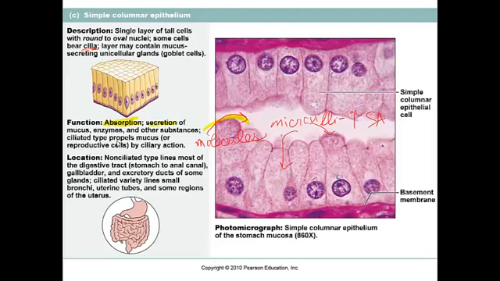Also, there could be some secretion of mucus, enzymes, and there's also non-ciliated types which are going to be in the digestive tract. So you see some examples right here. It's non-ciliated, instead it has microvilli, which increase the surface area. And there's some other examples that are shown in this figure on this slide.